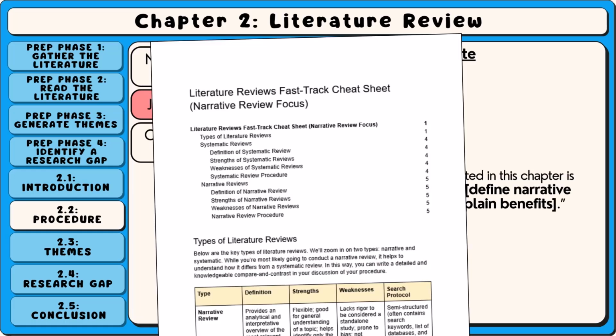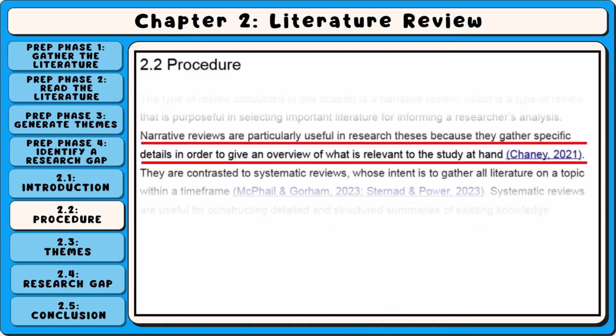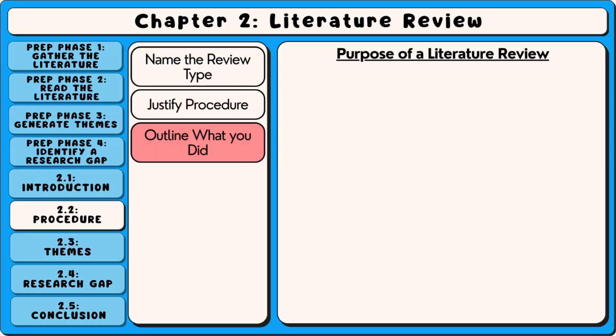Again, use that fast track cheat sheet if you want a list of strengths and weaknesses of narrative reviews with citations that you can use while writing up this section. In our sample piece, it reads, narrative reviews are particularly useful in research theses because they gather specific details in order to give an overview of what is relevant to the study at hand. The third step in outlining your procedure is actually stating what you did.